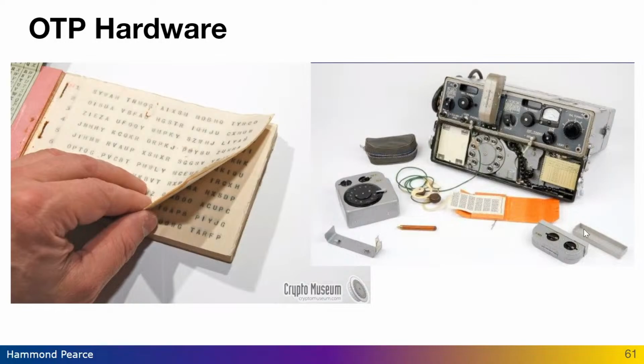Here's a picture of some one-time pad hardware. So you can see there's a little radio. This was found on a spy, so I guess they didn't do a very good job. And that is a picture of what a one-time pad actually looked like. So you can see it's sort of a jumble of letters that you would use for the substitution cipher.